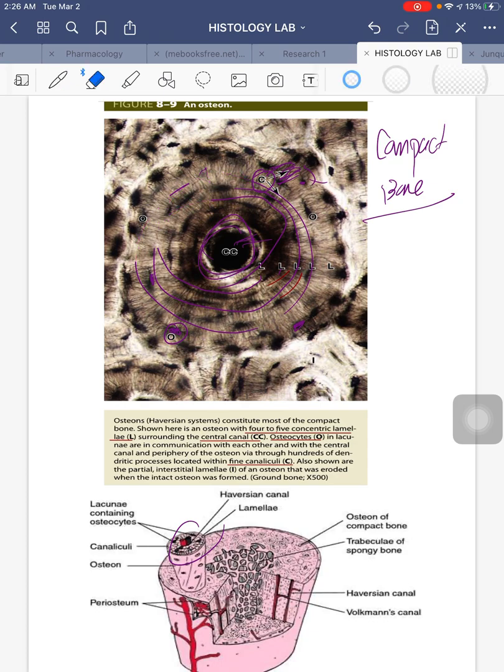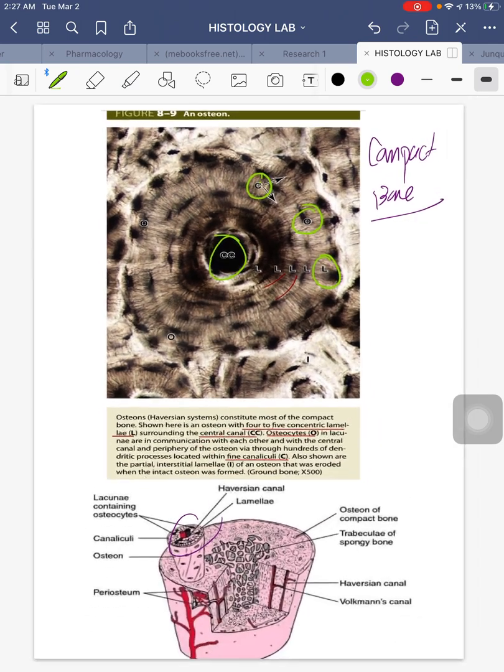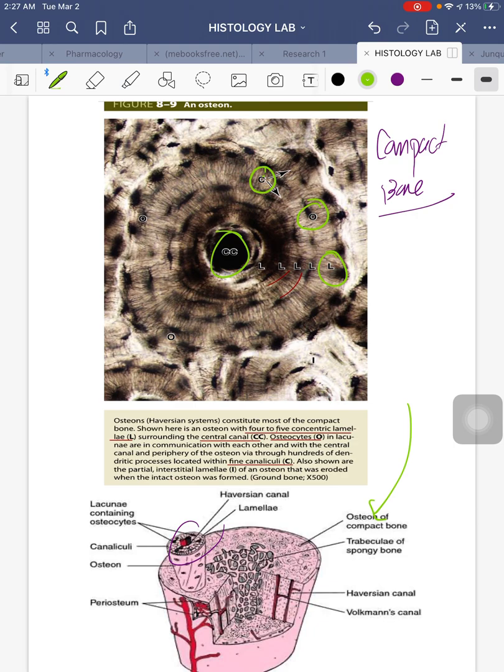I'll try to clean this up so you can appreciate it more. So please take note of canaliculi, dendritic-like processes. Osteocytes housed by your lacunae, those are the cells found in your compact bone. Your concentric lamellae and your central canal provide nourishment; it has blood vessels, lymph, nerves, and your endosteum. This is also representative of your osteon.